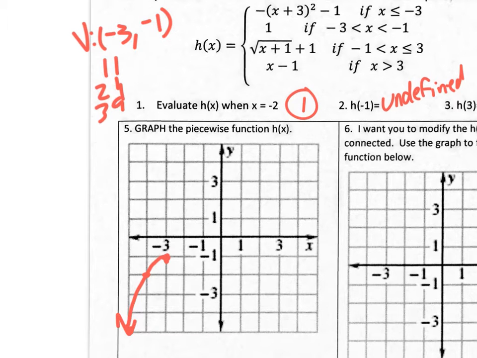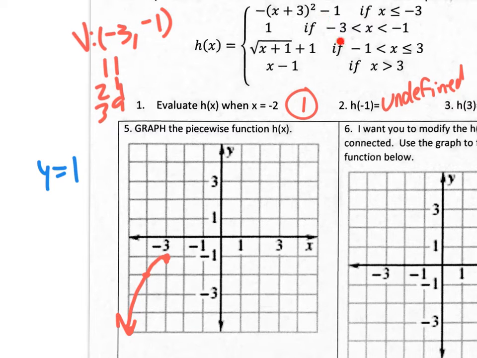Let's move on to the next piece. The next piece is 1. Now what does that mean? Think about that. It's like y equals 1. It's like if it said y equals 1. And if you think about y equals 1, what does that look like? Well, that looks like a line going right through 1 that's horizontal, side to side.